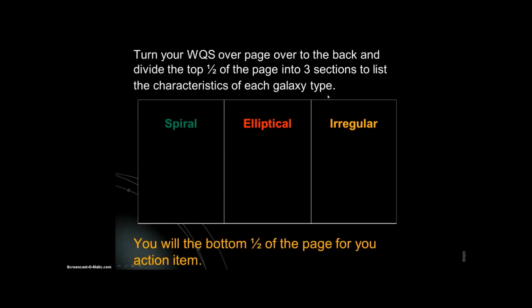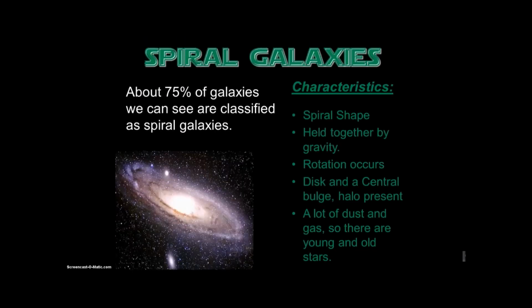Alright, so here we go. Let's list some of the characteristics of these three galaxy types. Let's start with the most common, the spiral galaxy. About 75% of the galaxies in our universe that we know about are in fact this type, including our own galaxy, which we call the Milky Way. Now, the characteristics of a spiral galaxy are quite simple. They're spiral in shape. They are held together by gravity.